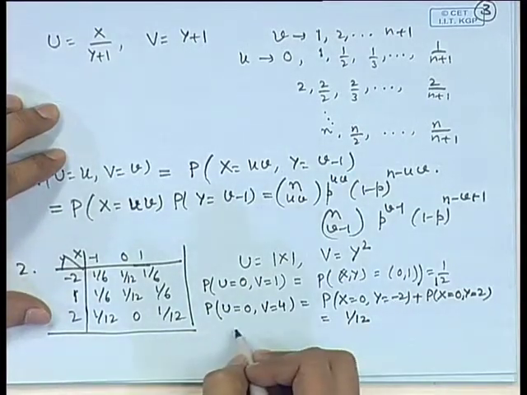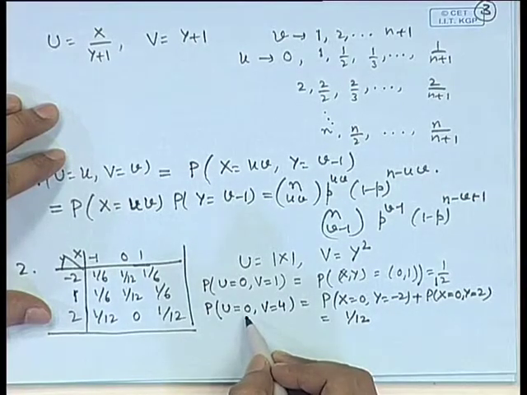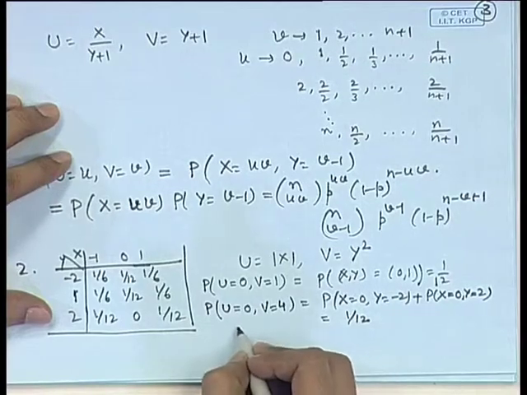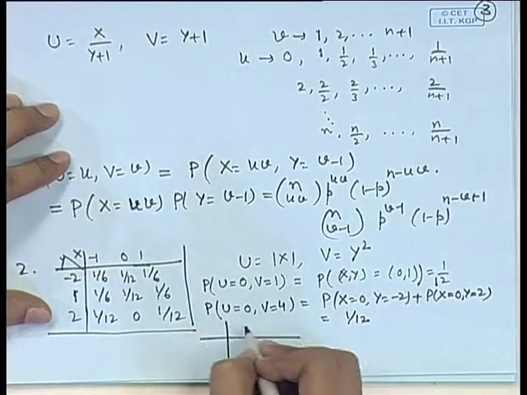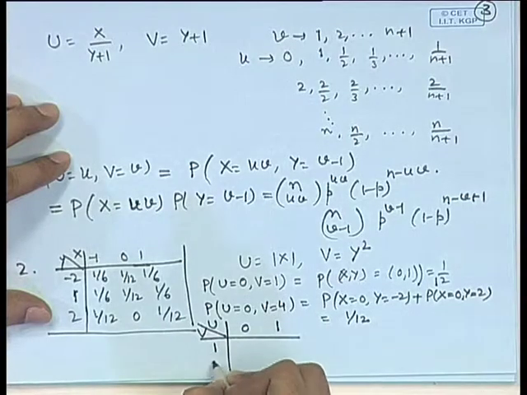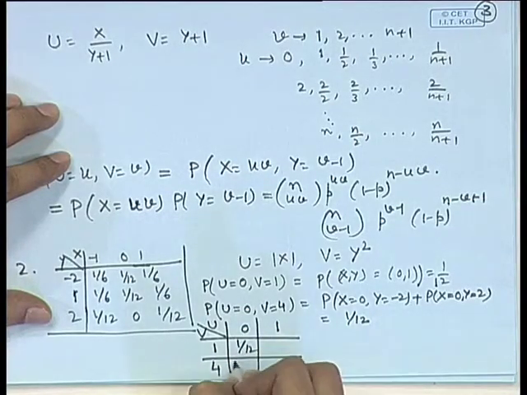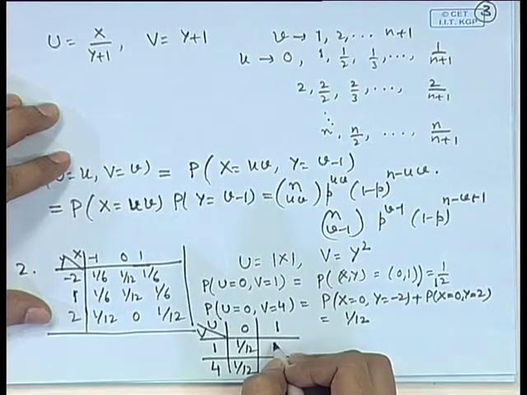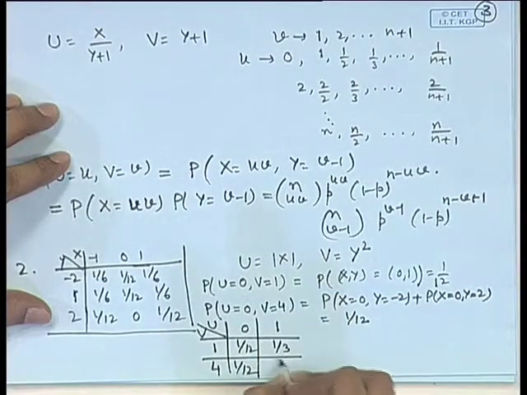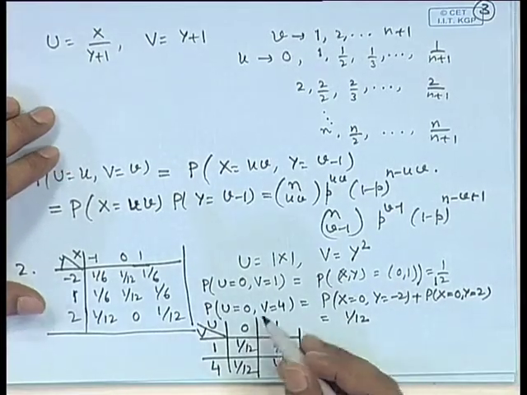In a similar way, we can obtain the probability of u is equal to 1, v is equal to 1, and u is equal to 1, v is equal to 4, and the joint distribution turns out to be, we can express it as u, v. U can take values 0 and 1, v can take values 1 and 4. So, the distribution is: 0, 1 is 1 by 12, 0, 4 is 1 by 12, 1, 1 is 1 by 3 and this is half. And from here we can derive the marginal distributions of u and v.